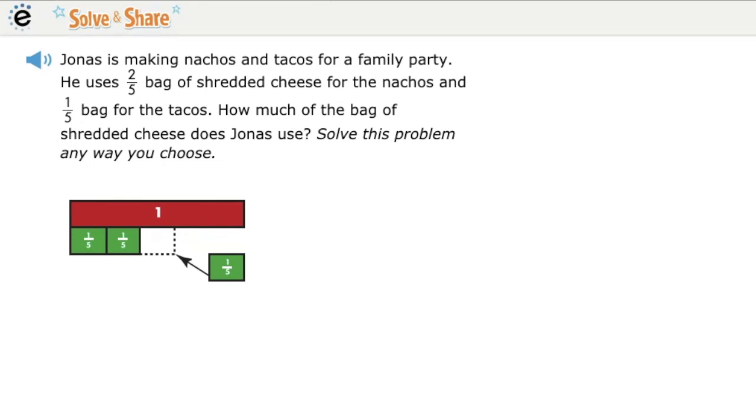So let's look at this one. Jonas is making nachos and tacos for a family party. He uses 2/5 bag of shredded cheese for the nachos and 1/5 bag of shredded cheese for the tacos. How much of the bag of shredded cheese does Jonas use? Solve this problem any way you choose. But the important thing to know is that the denominator is the same. And if that denominator is the same, all we need to do is add what? All we need to do is add the numerators. So 1 plus 2 is all we're really solving for, and then we're going to put that over the same denominator.